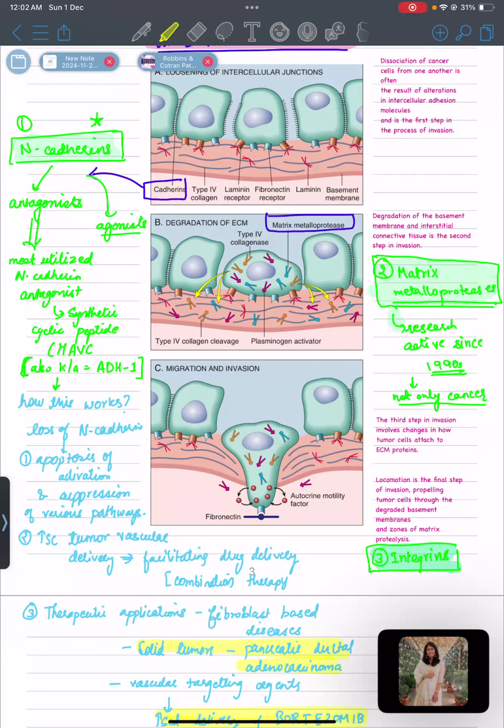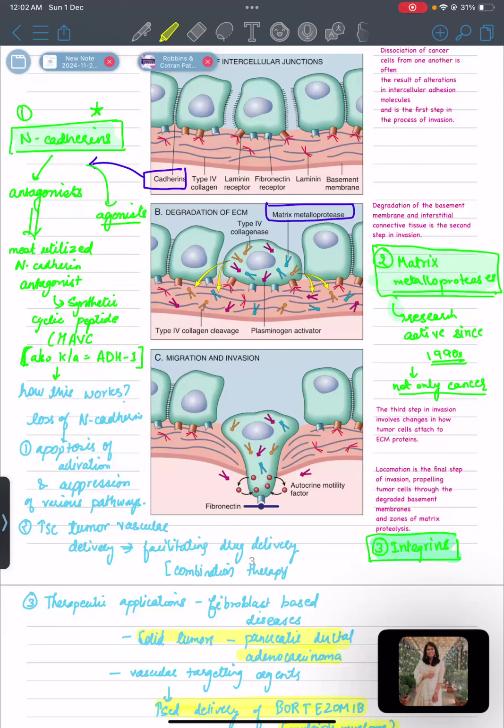And you might all be thinking, why are antagonists used for anti-tumor response, when I said that cadherins suppress tumorigenesis? So what happens is, in a normal cell, when cadherins lose their function, there is apoptosis and suppression of various pathways. So that is the functioning of a normal cell. So that's why certain antagonists have been utilized to promote apoptosis of tumor cells.